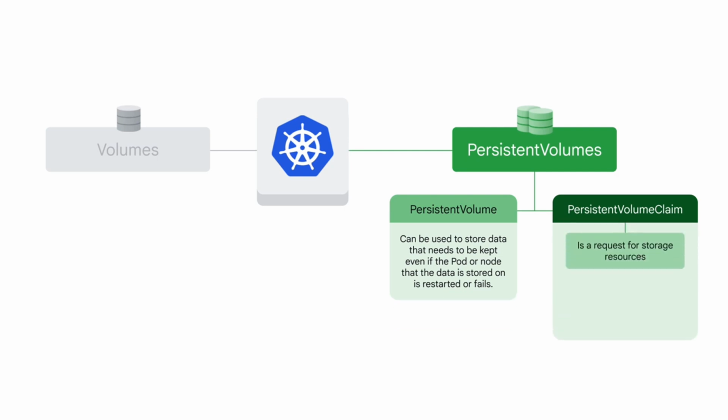That brings us to a persistent volume claim, or PVC, which represents a request for storage resources. It's a way for users to request storage that can be used by pods to store data that needs to persist across pod restarts or node failures. A PVC specifies the desired characteristics of the storage, such as the size, access mode, and storage class.